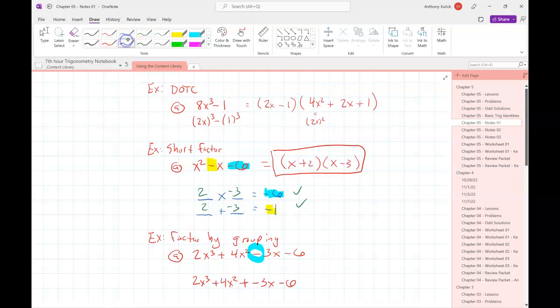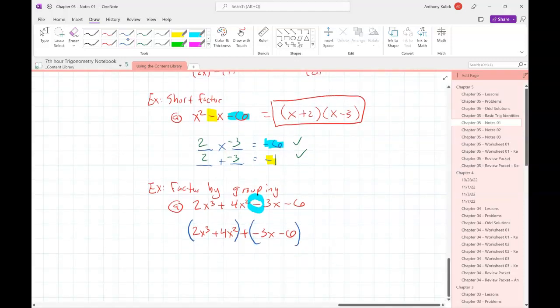All right. Now that we've done that, I'm going to make two groups. Notice the technique is called factor by grouping, so I'm making a group plus another group. Everybody see that? In the first group, I'm going to look for a greatest common factor between 2x cubed and 4x squared. What is the greatest common factor between those? 2x squared. That's correct.